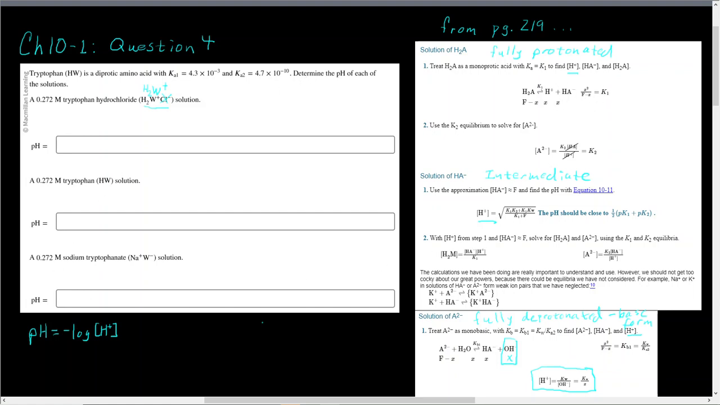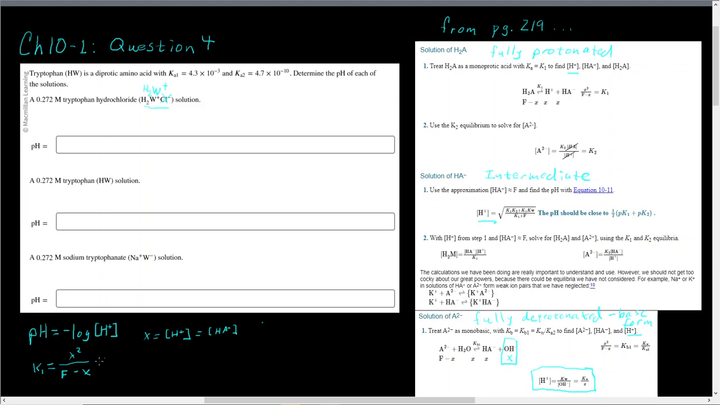So we need to use this equation here that says that K1 is equal to x squared over F minus X. Right, so remember, what is X in this problem? X is going to be equal to our hydronium ion concentration, the H plus concentration. So that's what we're looking for. X is also equal to the HA minus concentration, but we weren't told to find that in this problem. Just making a note of that. Okay, so we need to solve for X in this problem.